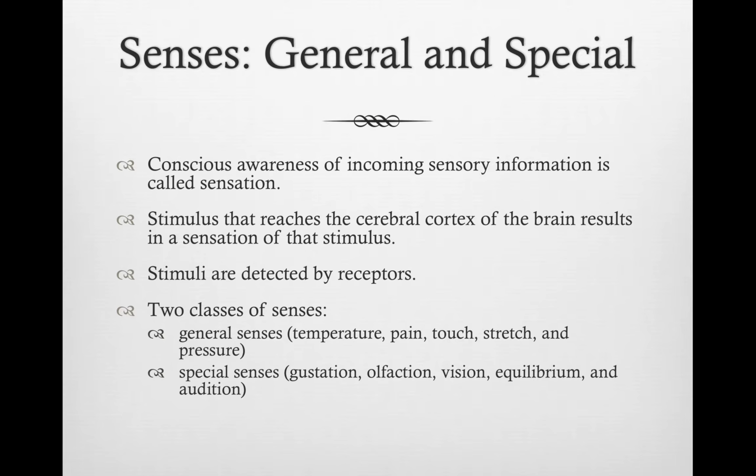Now, as always, stimuli are detected by receptors, and we've talked a great deal about this in the nervous system. Now, there are 2 classes of senses. The first part, those general senses: temperature, pain, touch, stretch, pressure. These we've talked about quite a bit more broadly in the nervous system. But the ones we really have not talked about are the special senses: gustation, olfaction, vision, equilibrium, and then finally audition.